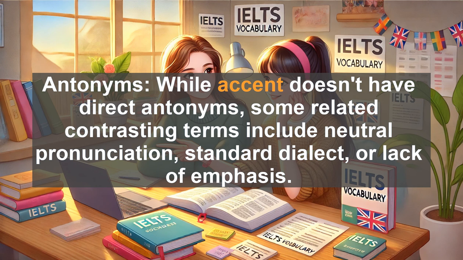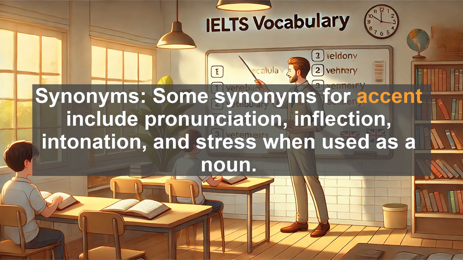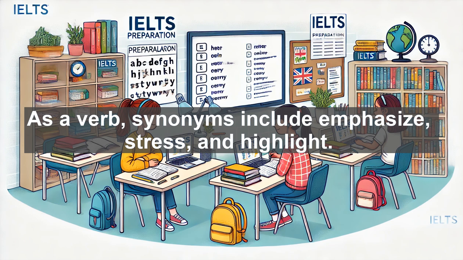Antonyms. While accent doesn't have direct antonyms, some related contrasting terms include neutral pronunciation, standard dialect, or lack of emphasis. Synonyms. Some synonyms for accent include pronunciation, inflection, intonation, and stress when used as a noun. As a verb, synonyms include emphasize, stress, and highlight.